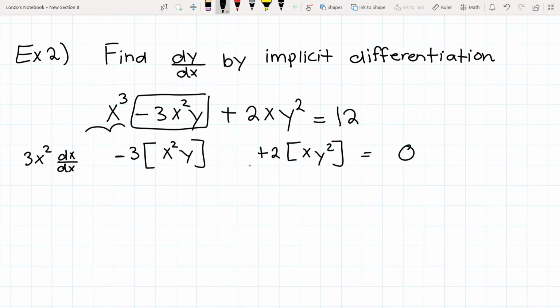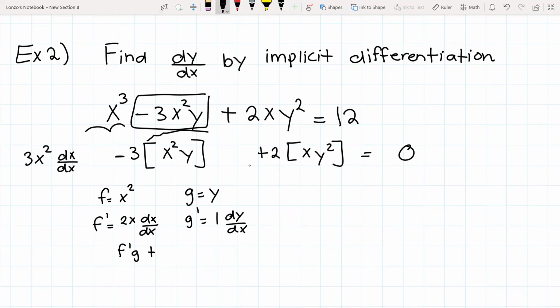Okay, so let's take the derivative of this thing here. So we are going to use the product rule. My f is x squared, and then my f prime would be 2x dx over dx, or just 2x. And then my g is y, and then g prime with respect to x would be 1 dy over dx. If you recall, the product rule is f prime of g plus g prime of f.